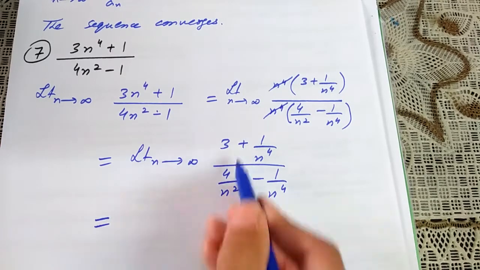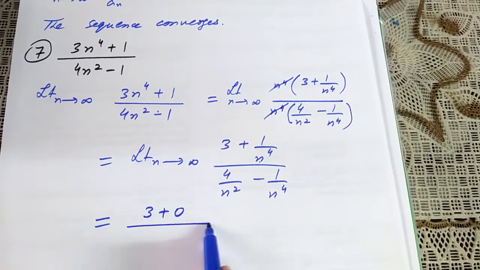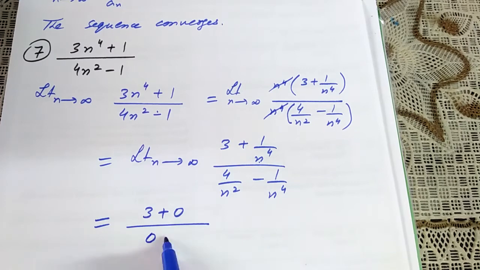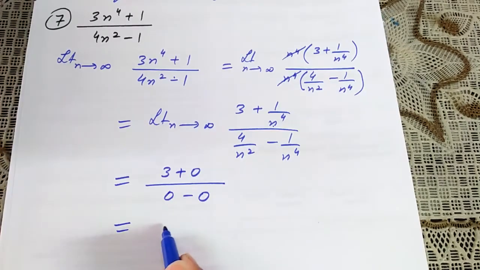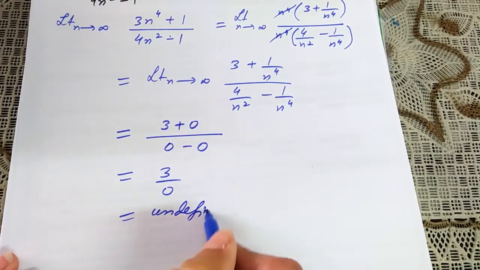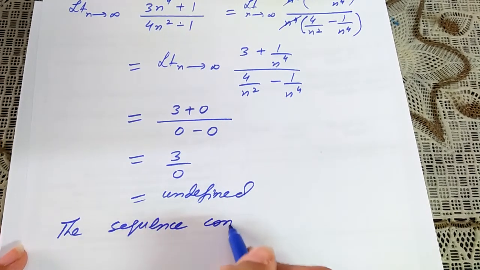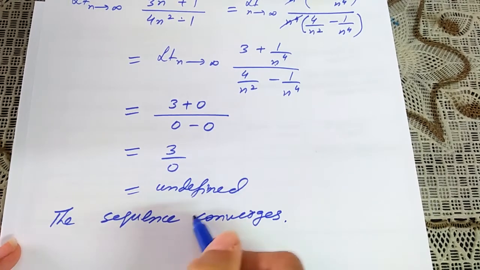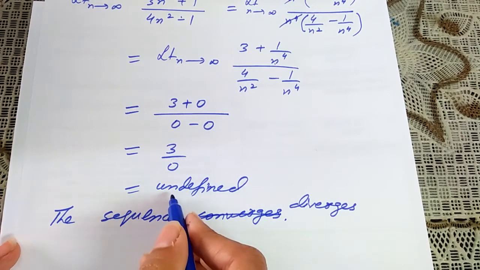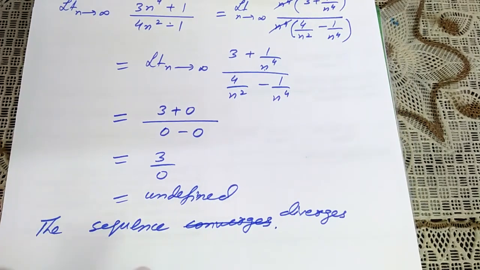Now, it will be 3 plus 1 over infinity, which will give you 0. So 3 plus 0 over, we get 4 over infinity, which is 0, minus 0. So you see here we get 3 over 0 here. This is undefined. So the sequence diverges here, and we cannot get a defined answer. It diverges because we haven't got a defined answer here. The sequence diverges, so we have no answer for its limit in this question number 7.